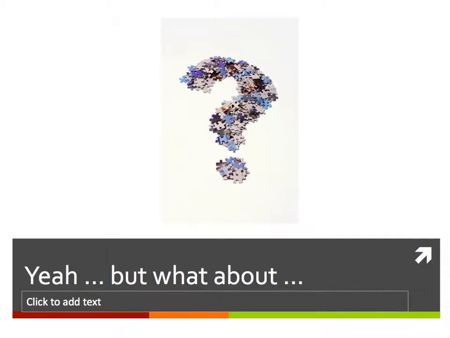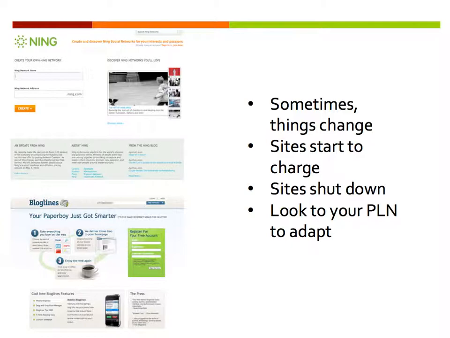There's also some "yeah, but what about" issues. So sometimes things change. Sites start to charge or they shut down, and you can really look to your personal learning network to help you adapt with this. So there were changes to Ning, which educators used to use a lot for building communities for their classroom. One day Ning announced that they were starting to charge.